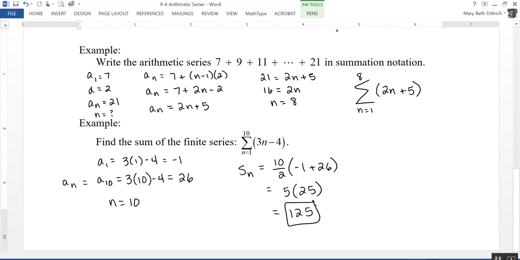So in this section, we took a look at arithmetic series, what a series is, and then how to find the sum of a finite arithmetic series.